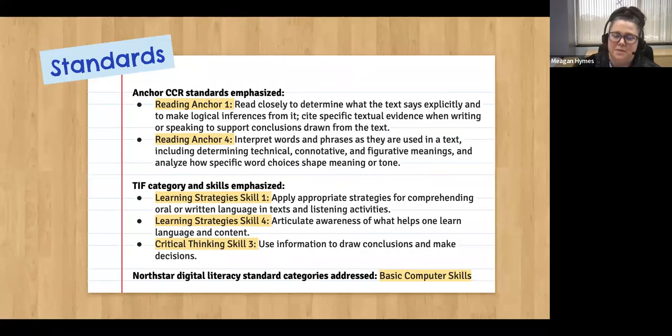Also, just because it addresses standards, right? We always want to be paying attention to the standards. And even if you're teaching math, the reading anchors fall into when you're talking about word problems, determination, words and phrases. Those are all reading components and reading standards. It's also part of our TIF framework. And again, I talked about a few of these on the last slide, is just learning strategies and then that critical thinking skill. And again, this is how language and numeracy are connected.